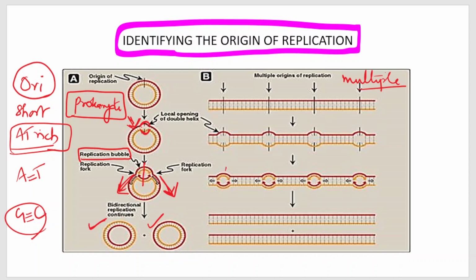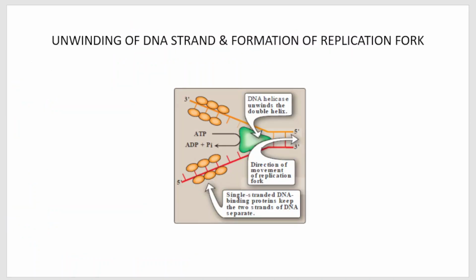Similarly, there are multiple origins of replication in a eukaryote. So alongside each of the replication bubbles, the synthesis happens in both directions. Finally, we get two double-stranded DNAs. The next step is unwinding of the double-stranded DNA.